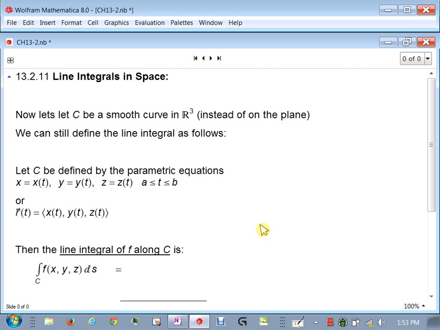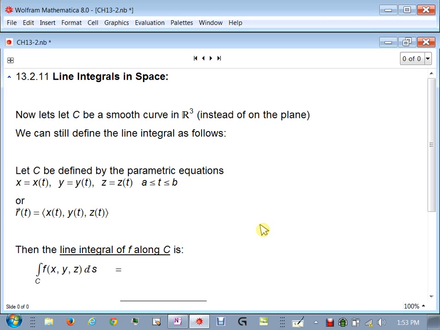We no longer have this area of curtain concept anymore. Know what I'm saying? But we can still define the line integral. We call this the line integral in space. The line integral in space will imply that we're in three-dimensional space instead of the plane.